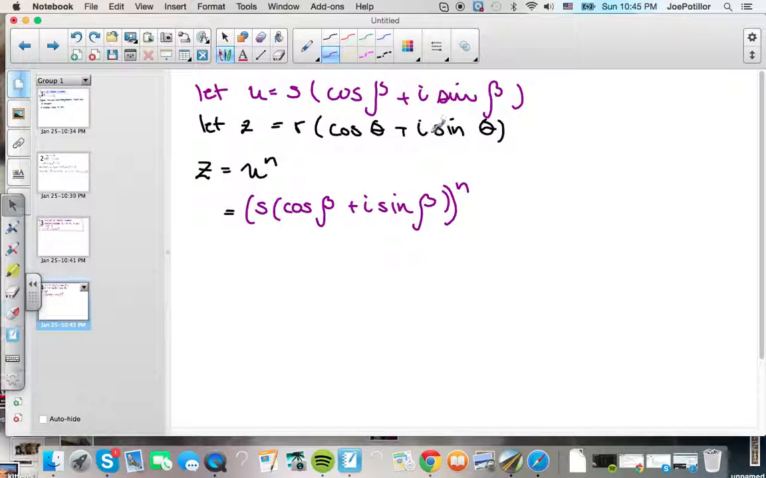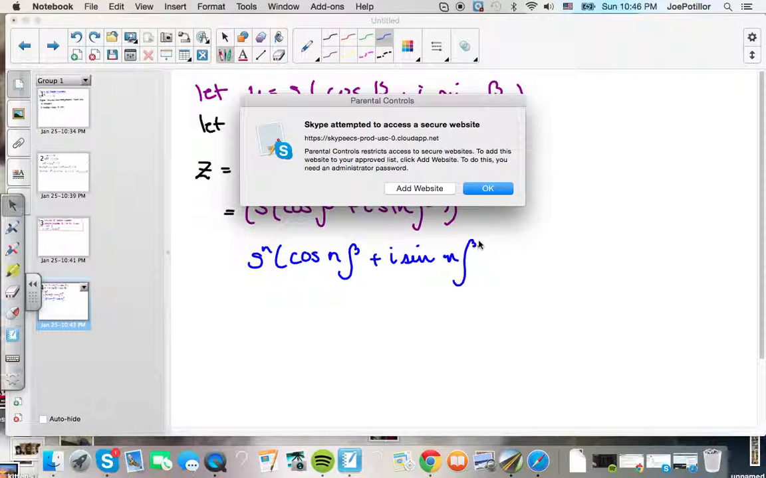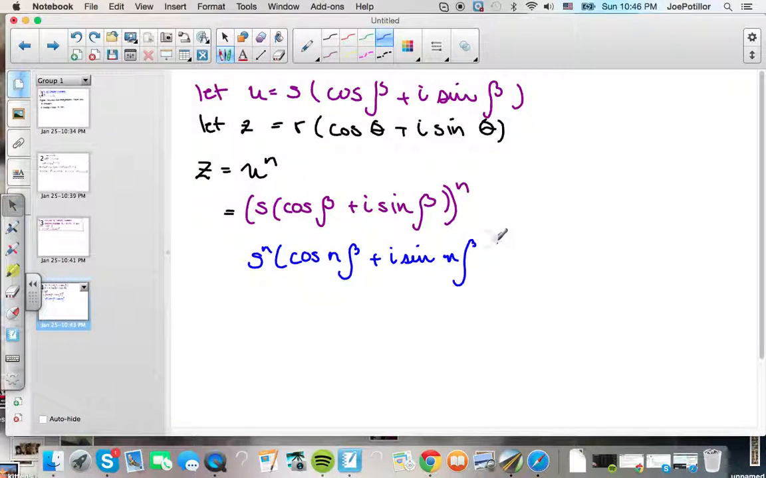to the nth power. And using De Moivre's theorem, I know that the modulus gets raised to the power of n, so s to the n, and then the angles get multiplied by whatever power: n beta, sine of n beta, like that. Okay?